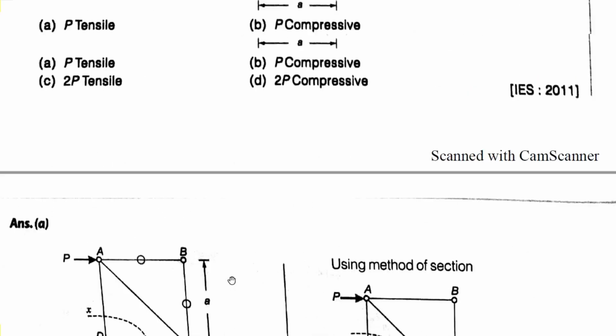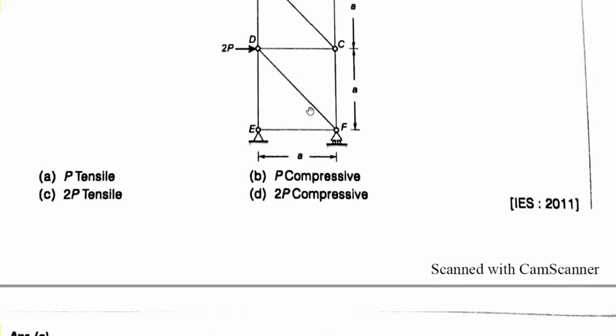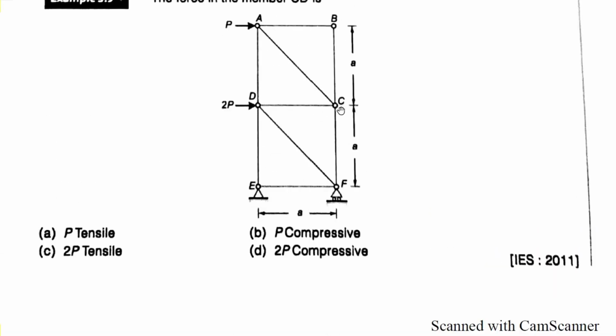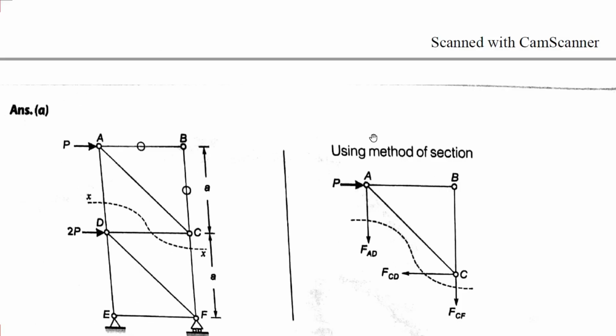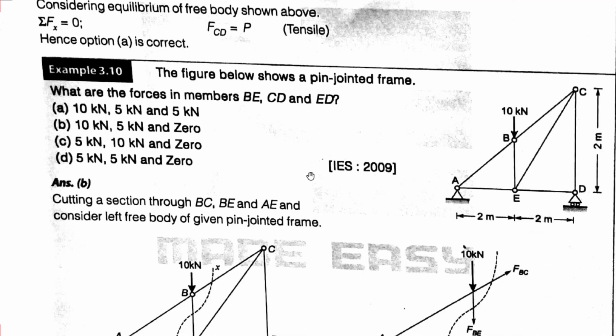So the correct answer is P, tensile, in the force member CD. CD is tensile in nature. By this way you can apply the concept of method of section if you require the forces in a few members. Now move on to the next question.